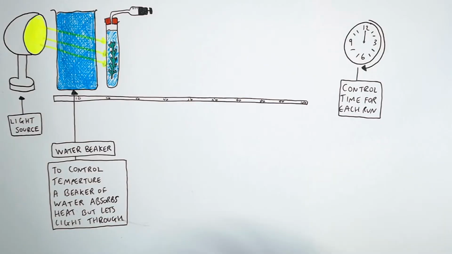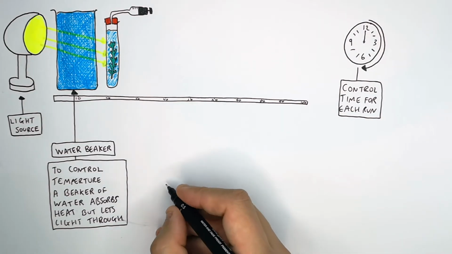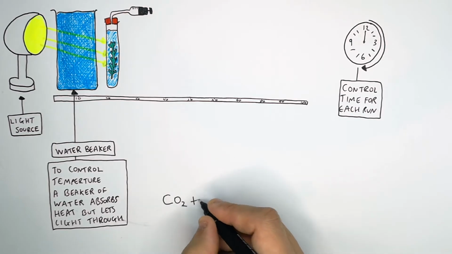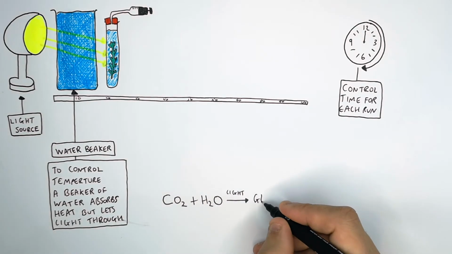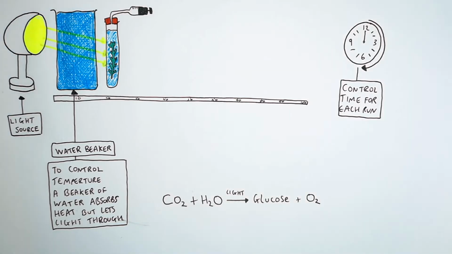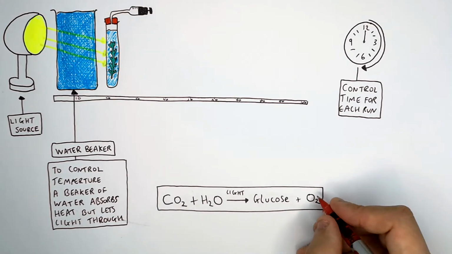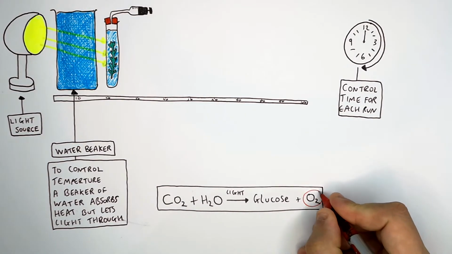So now we've set up the equipment, let's look at the science behind it. So photosynthesis is the reaction whereby carbon dioxide reacts with water to form glucose and oxygen. This reaction happens because the chlorophyll and the chloroplasts absorb light energy. The glucose will not be released into the water. What will be released into the water is the oxygen.